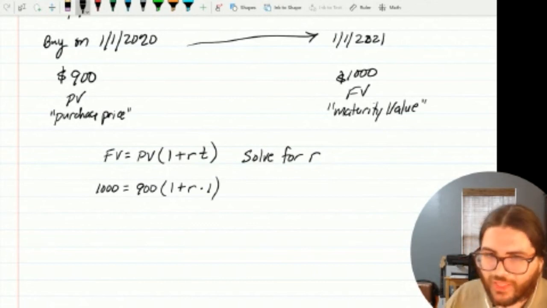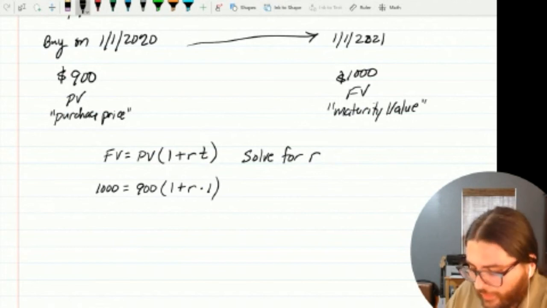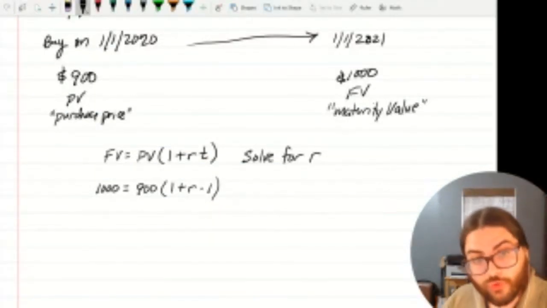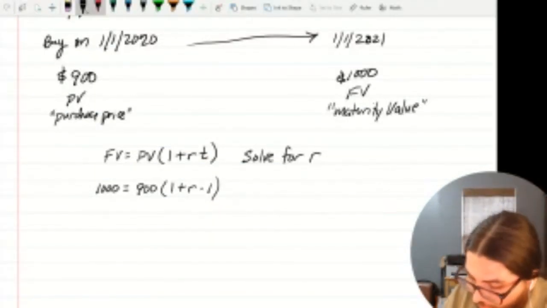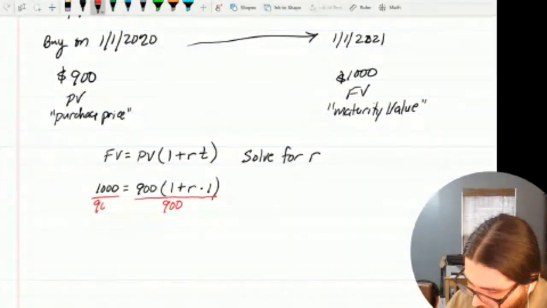Exactly 1 year. That makes it a little bit easier. Okay. Again, I could distribute that 900, but I am lazy. And I would rather divide everything by 900 first to get rid of it.